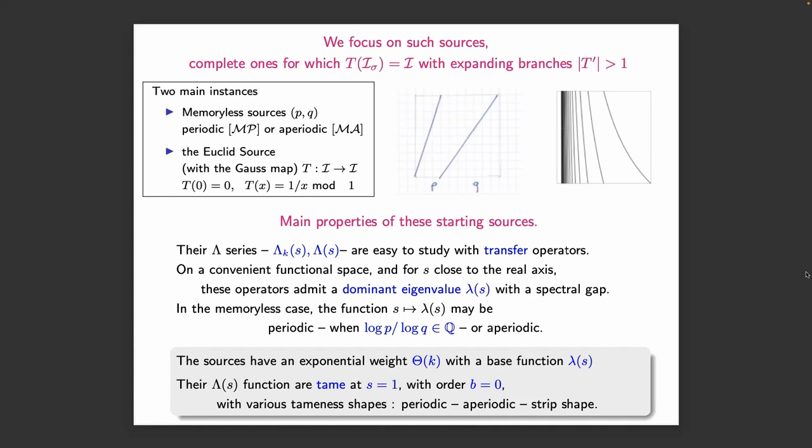But now, with this starting source, I obtain three various tameness shapes. It may be periodic when the memoryless source is periodic. In this case, it is aperiodic in the other case. And it is an important property for the Euclid sources, which proves that the Euclid source has a tameness domain with a strip shape.